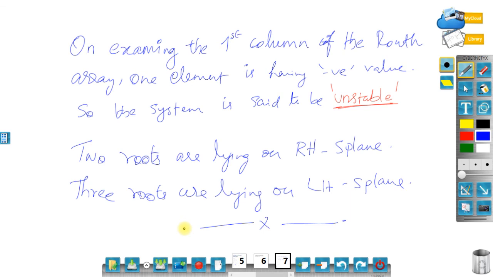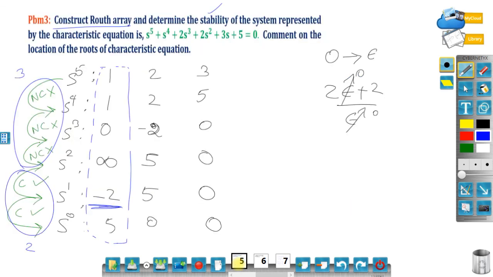You can see that the maximum power of the characteristic equation is 5. So the possible roots are only 5. So within that 5, 2 are present in the right half plane, 3 are present in the left half of the S-plane. Right? This is the solution for this particular problem. This is a model 2 problem. Right?